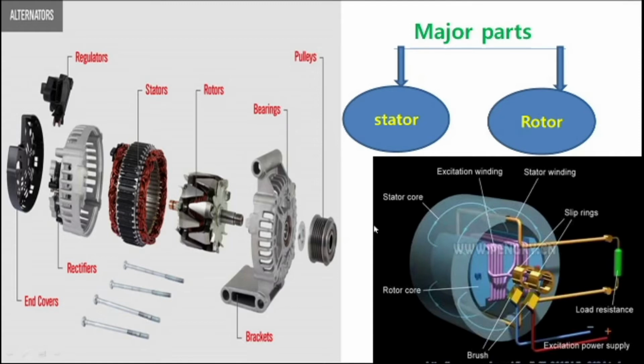An alternator consists of two major parts, which come under its construction. Which are the two major parts? One is the stator, another one is the rotor. As the name suggests, the stator is stationary while the rotor is rotated inside the stator.